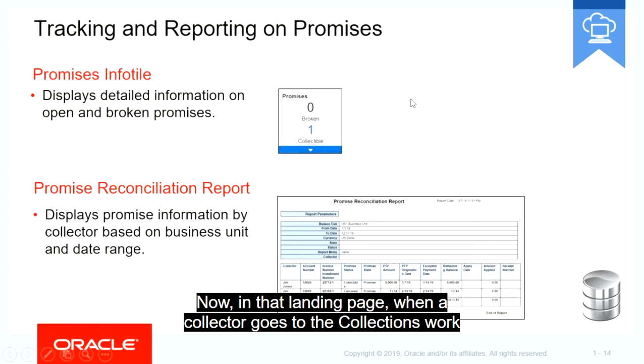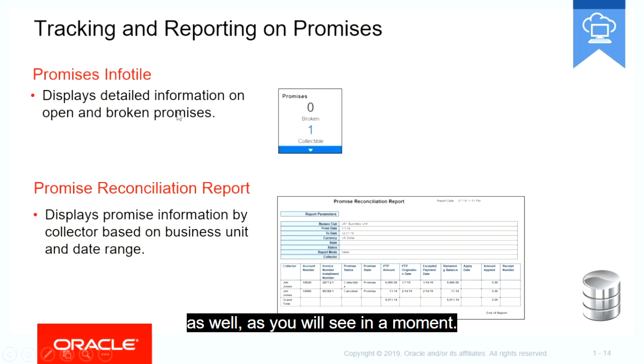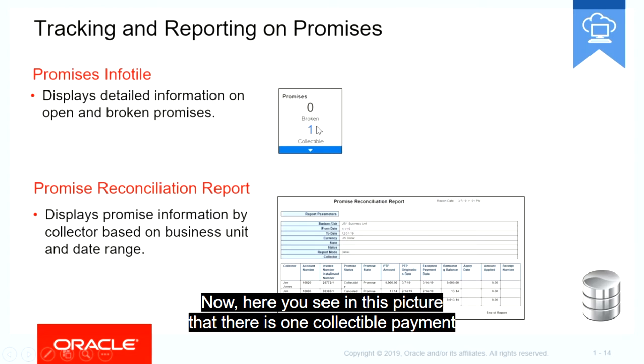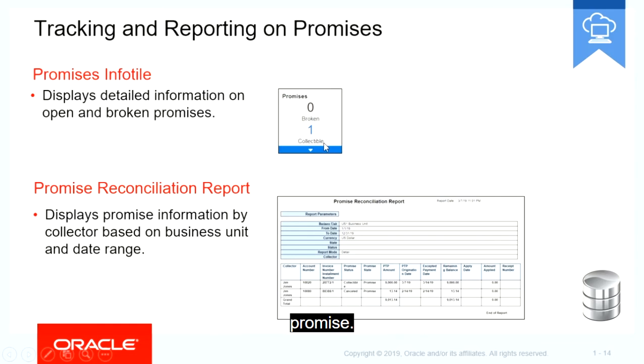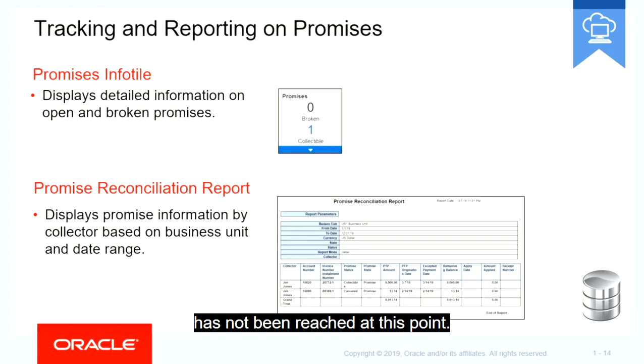Now, in that landing page, when a collector goes to the collections work area, they are going to see not only the promises infotile, but other infotiles as well, as you will see in a moment. So what does this graphical container or object display? It displays detailed information on open and broken promises. Now here you see in this picture that there is one collectible payment promise. That just means that there's an open payment promise, and the commitment date or due date has not yet arrived, has not been reached at this point.